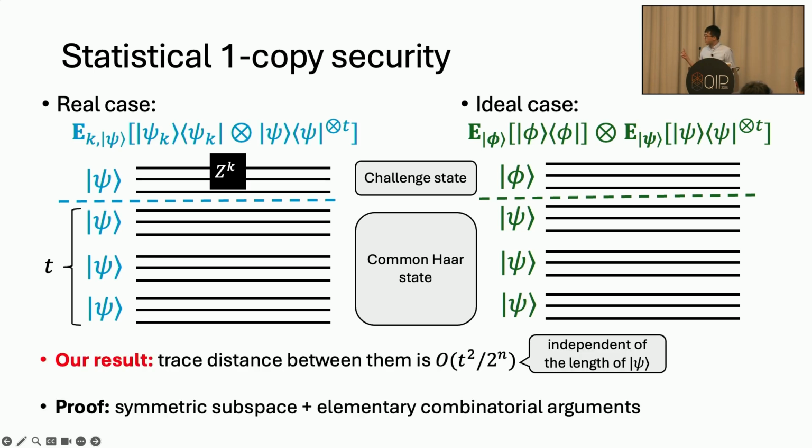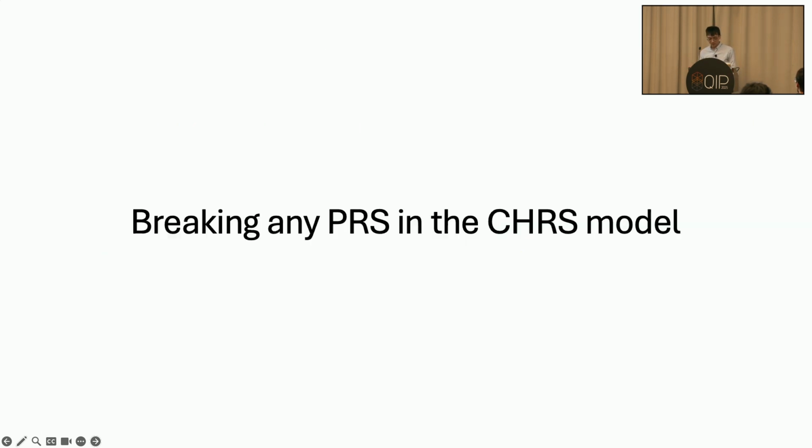And their trace distance turns out to be order t squared by 2 to the n, where n is the key length. And this bound is independent of the length of the common Haar state. And our proof relies on facts about symmetric subspace, and it has only elementary combinatorial arguments. So the details can be found in our paper. Yeah. And as Or mentioned, it's impossible to achieve statistically secure PRS in the CHRS model.